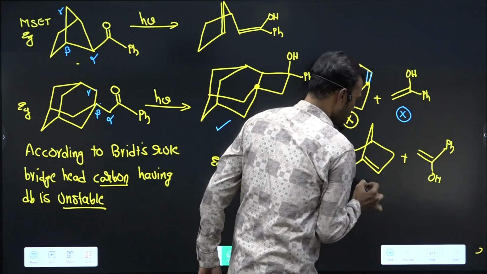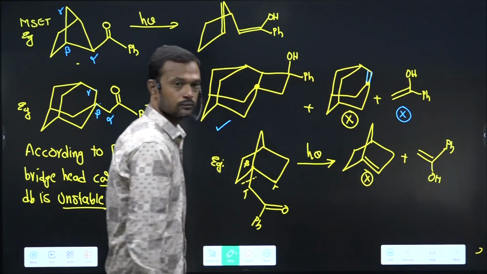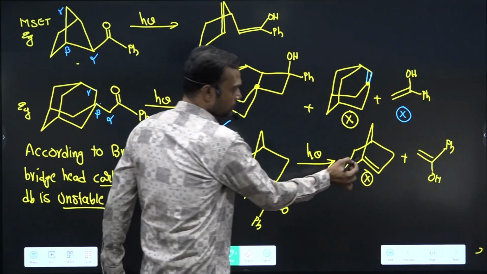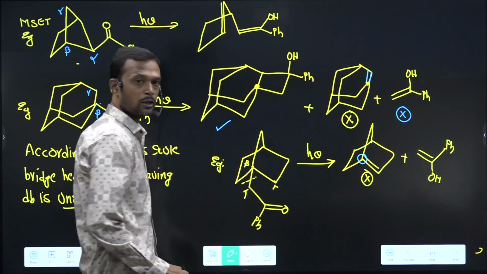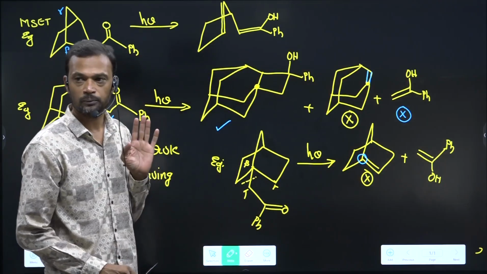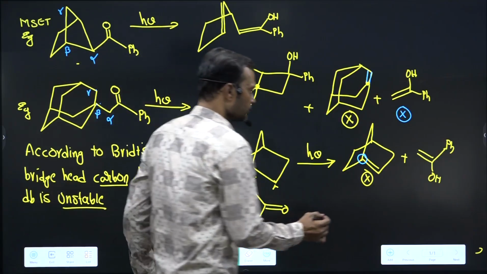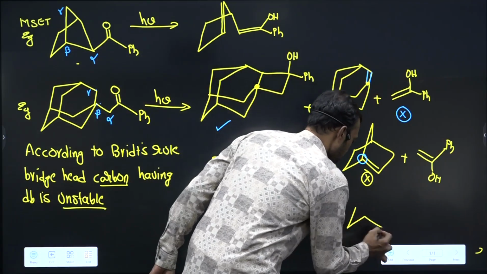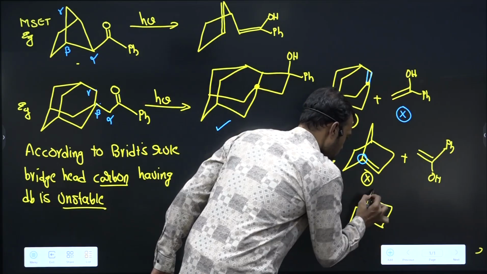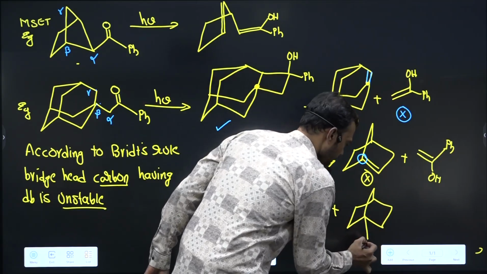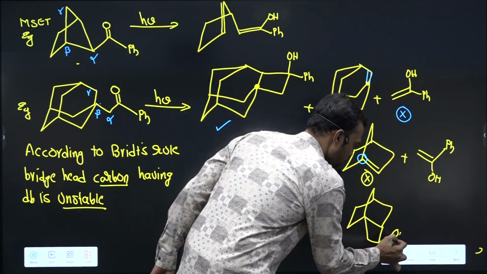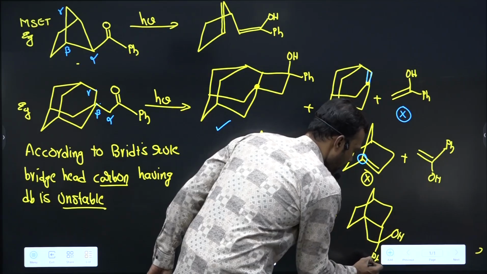But this won't exist. It is impossible. Why? What is this carbon? Bridged carbon. Don't create a double bonded bridged carbon. That won't exist, first of all. So then what is the real answer? The real answer is this one. When Norrish 2 cleavage is not possible, then there is formation of cyclization. This is the final answer. Only this is possible.